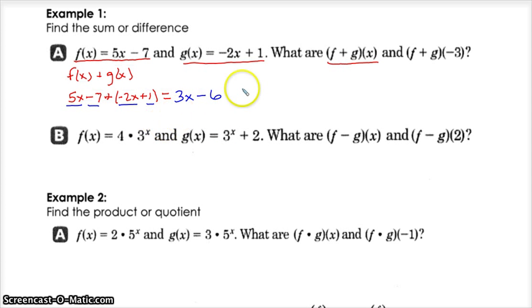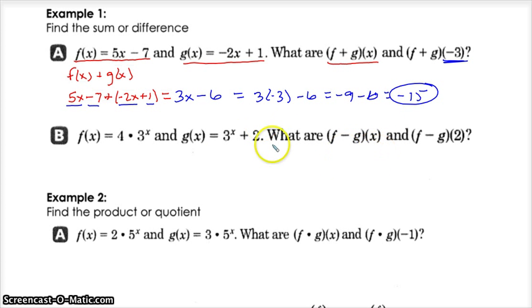All right, the next job is to then evaluate my new function at negative 3. So I'm going to plug in negative 3 for x. Let's do that right over here. So if I do negative 3 times 3 and then minus 6, I get negative 9 minus 6. Excuse my bad handwriting there. And I get negative 15.